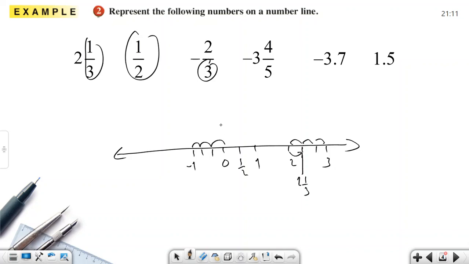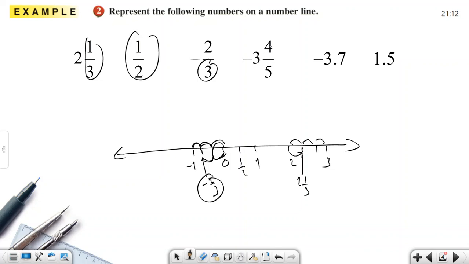Because I have 3 equal parts. Now negative 2 over 3, from 0, negative 1, negative 2, here is negative 2 over 3. So that's so easy. You cut 3 equal parts between 0 and minus 1, and from 0 to the minus 1, we count 1, 2 parts. It's called negative 2 over 3.